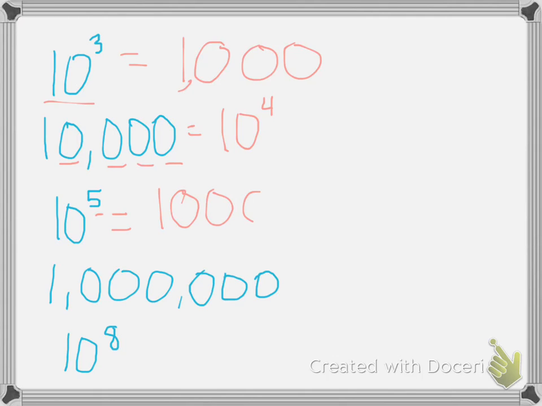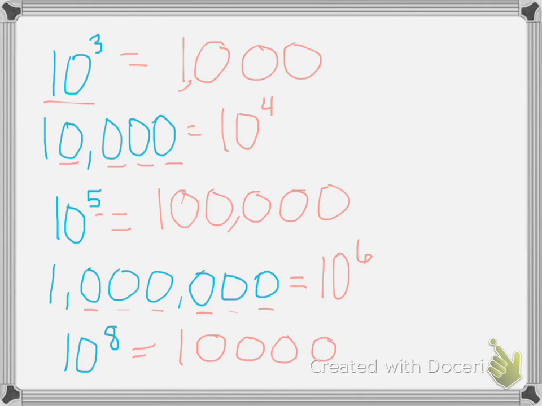1, 2, 3, 4, 5. So 100,000. 1,000,000 is in standard form, so we're going to write it in exponential notation. Our base is 10. 1, 2, 3, 4, 5, 6. So 10 to the 6th. And the last one is 10 to the 8th. We need to write it in standard form, so it's a 1 with 8 zeros. 1, 2, 3, 4, 5, 6, 7, 8. So it is 100 million.